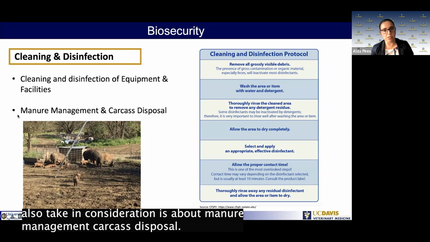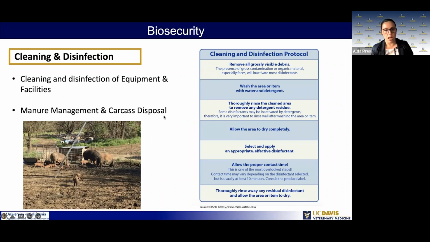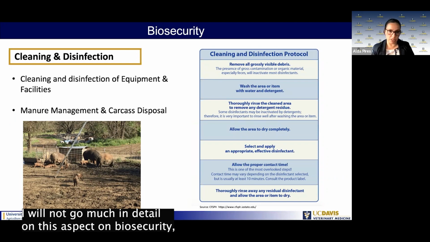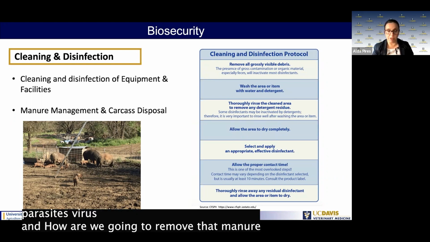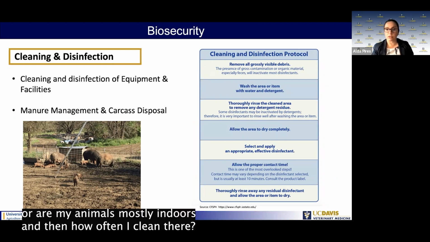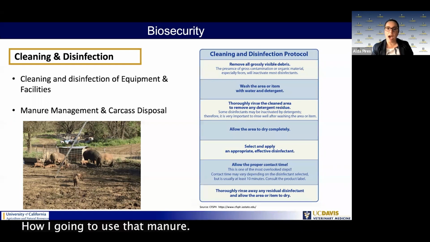Also to take into consideration is manure management and carcass disposal. I will not go into much detail on this aspect of biosecurity, but we know that manure can carry bacteria, parasites, and viruses, and we need to think about how we are going to remove that manure. Are my animals mostly indoors, and how often do I clean their bedding? How am I going to use that manure?